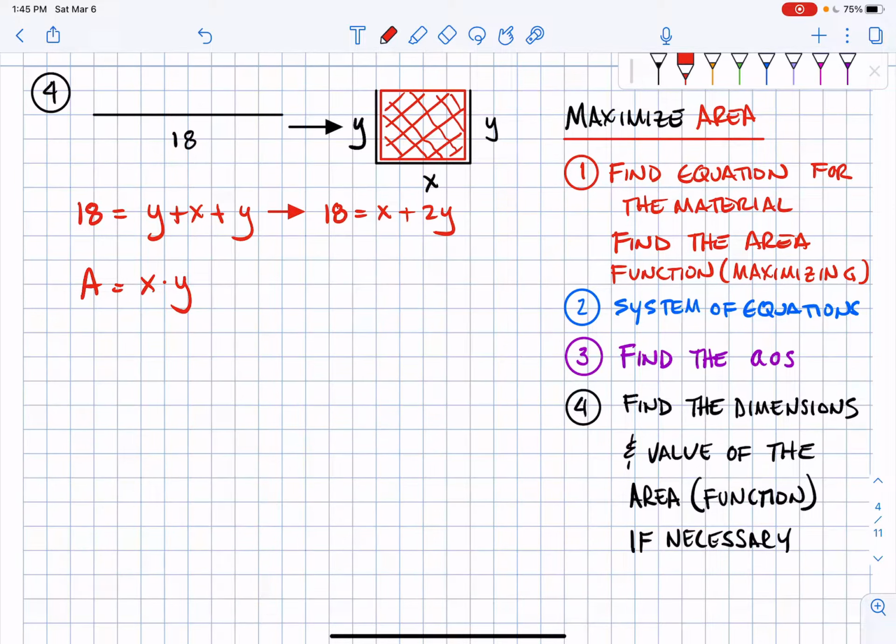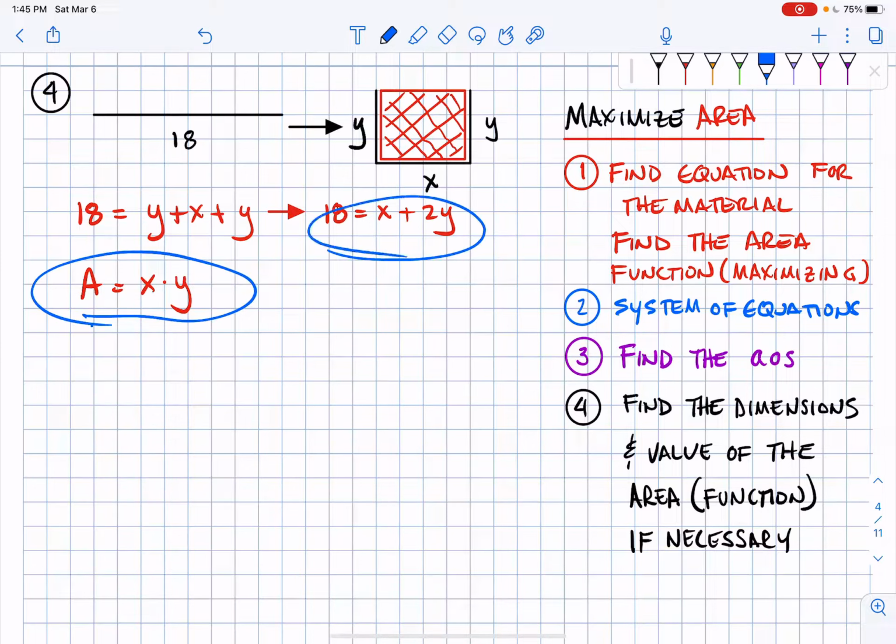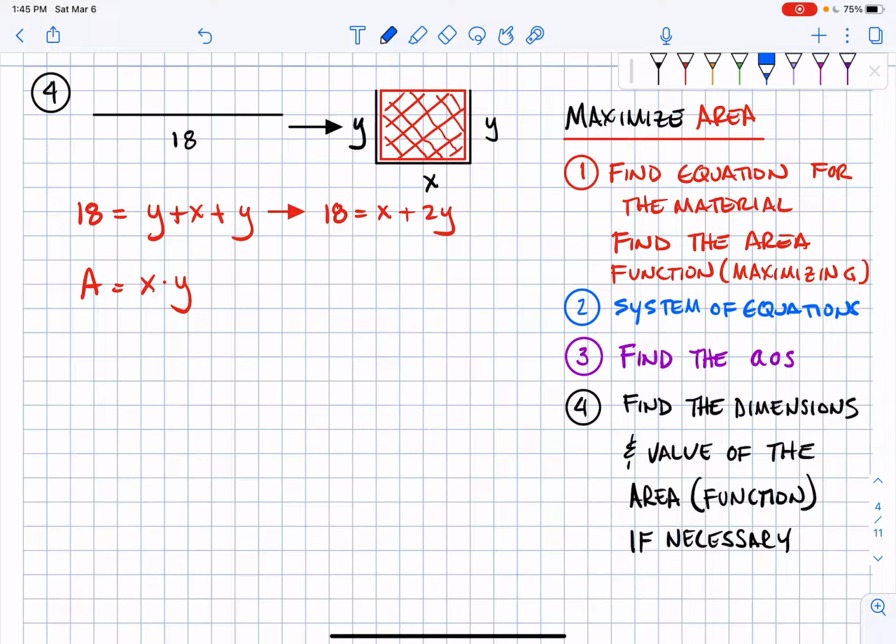So, step 2 says to set up a system of equations. I do have 2 equations here: here's one, here's the other. With this equation right here, I'm going to get x by itself. So x is going to equal 18 minus 2y, or better yet, negative 2y plus 18. And that's my x value.